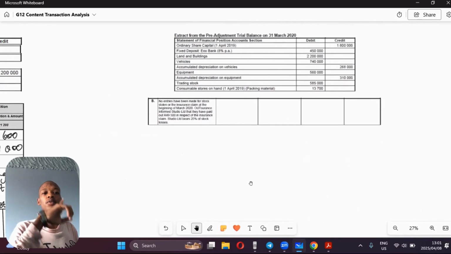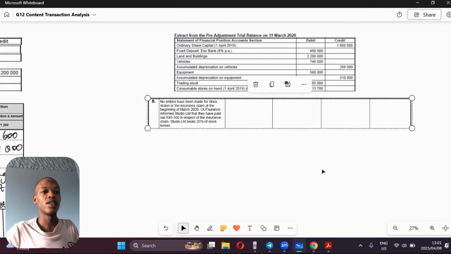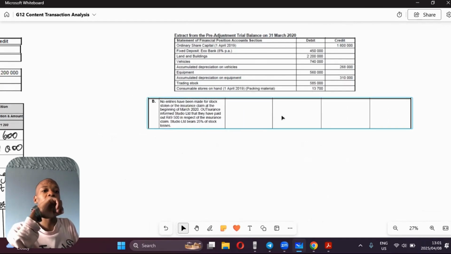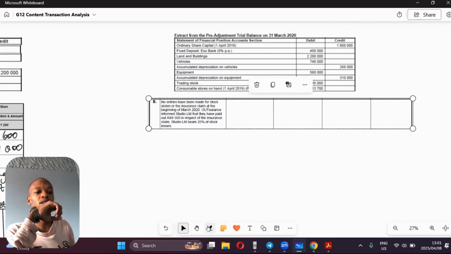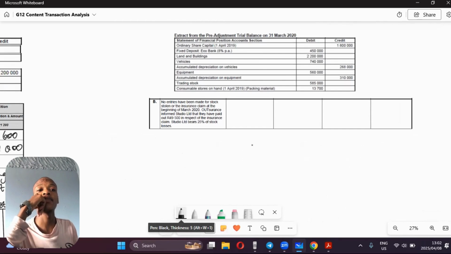Okay, another one is saying, let me zoom out. This one is saying no entry has been made for stock stolen or insurance. So no entry has been made for stock stolen and also insurance claim. At the beginning of March 2020, Outsurance informed the studio that they have paid out.